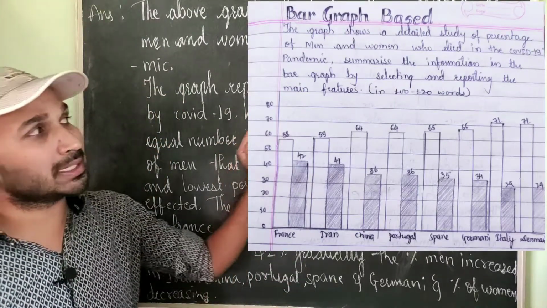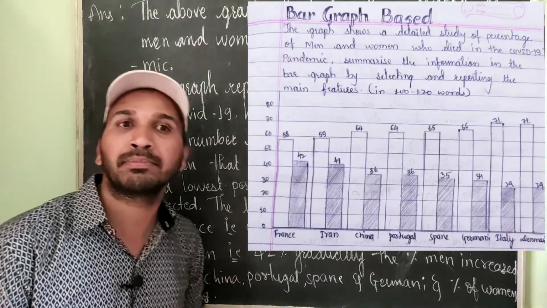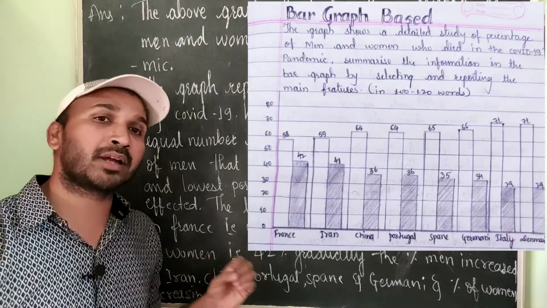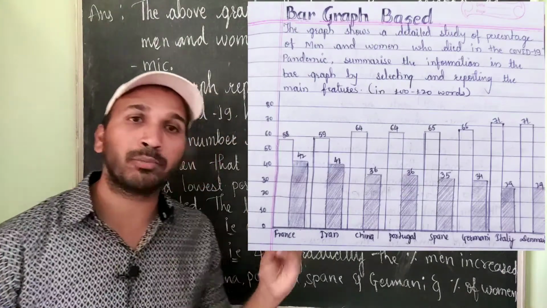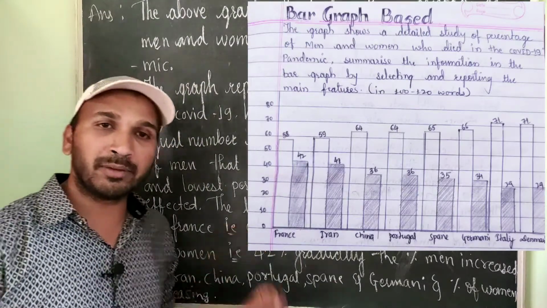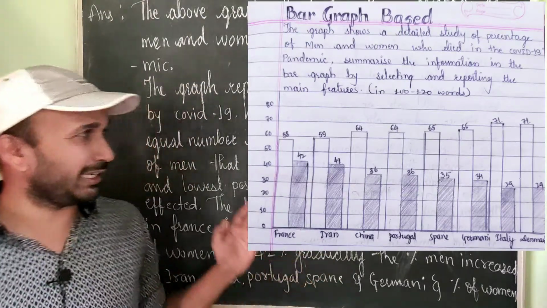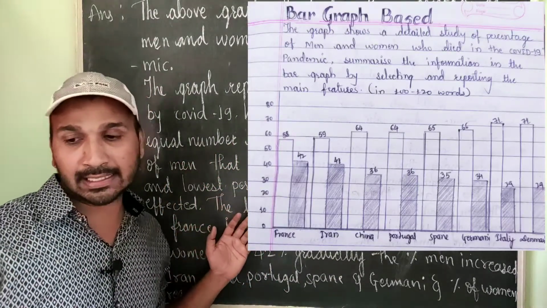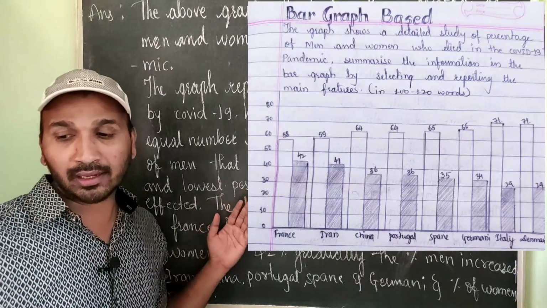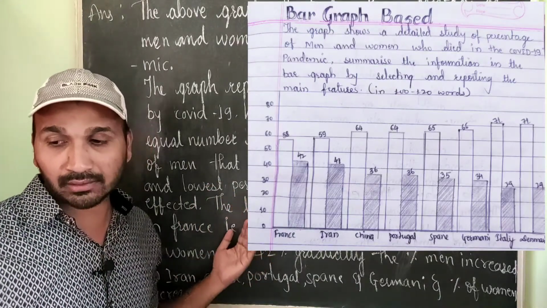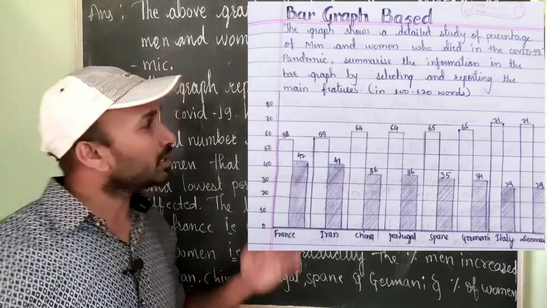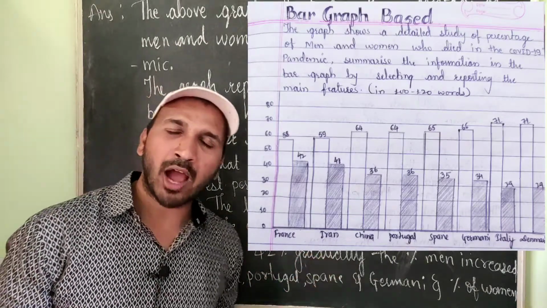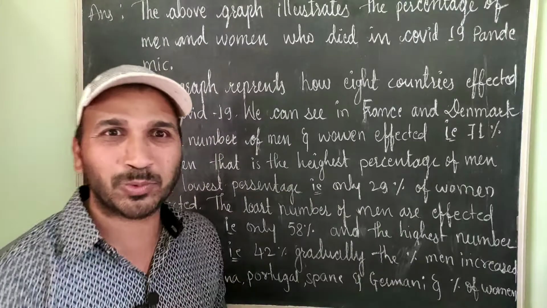If we add both the men and the women percentages, we will get 100% of the people. So here it is described how many men and how many women are affected in the different countries. Nearly 8 countries are shown here: France, Iran, China, Portugal, Spain, Germany, Italy and Denmark. These are the 8 countries where a survey was conducted, and now we will see how to write the answer.